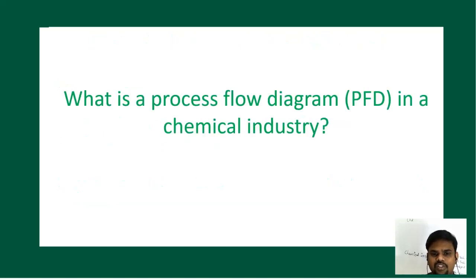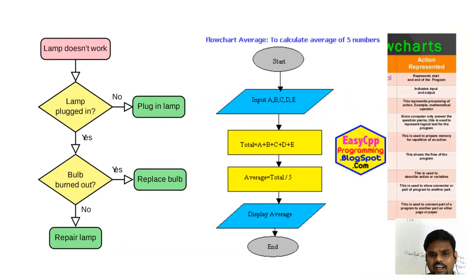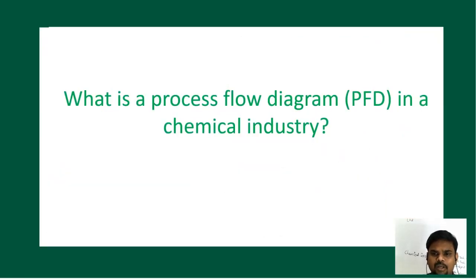First we should know what a process flow diagram is. In a chemical industry, a process flow diagram is an important tool. It is a diagram actually. In a chemical process, it is also called a process flow sheet or block diagram. A block diagram is with simple boxes. If you draw simple boxes, it is a block diagram, whereas if it is a process flow diagram, we have to follow certain rules.